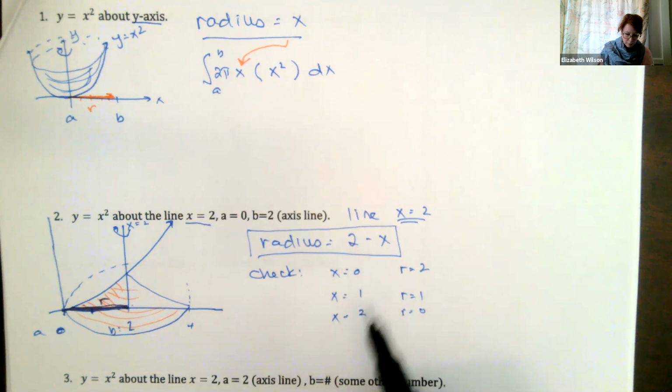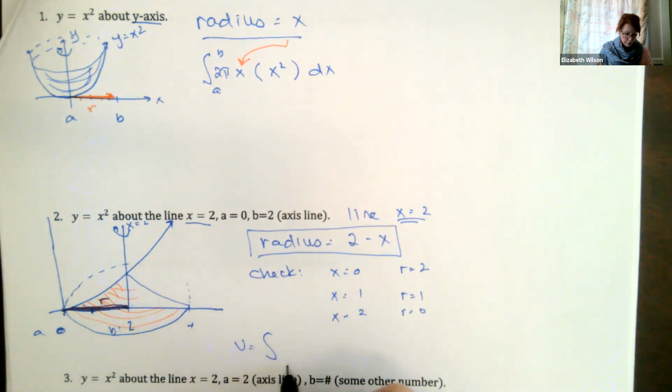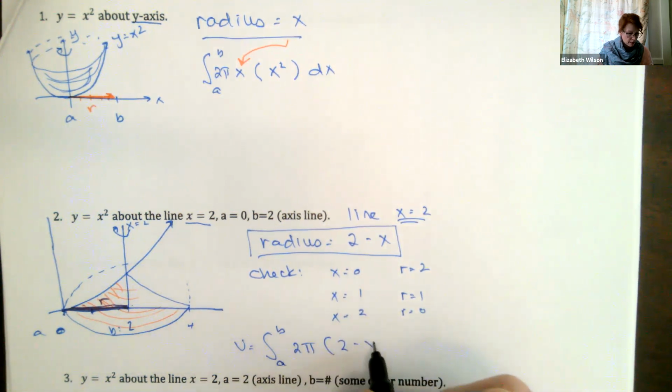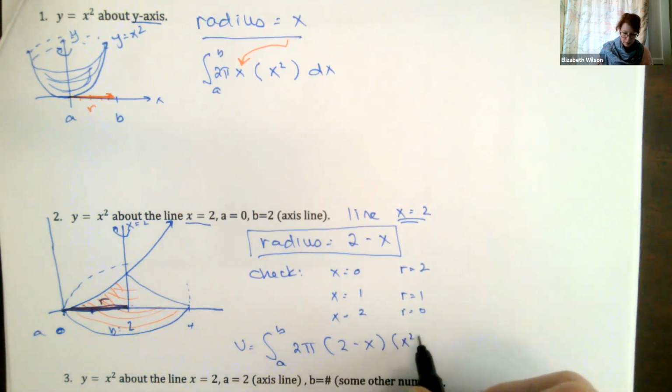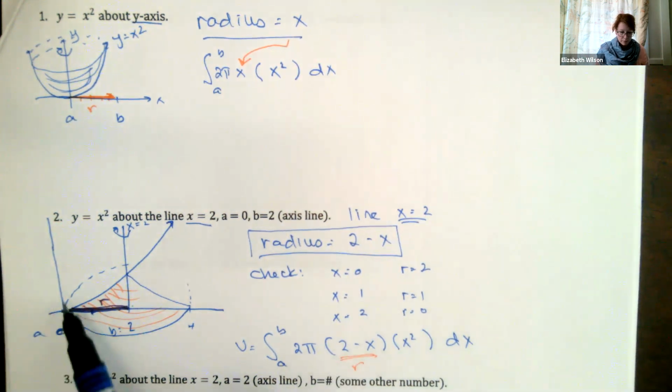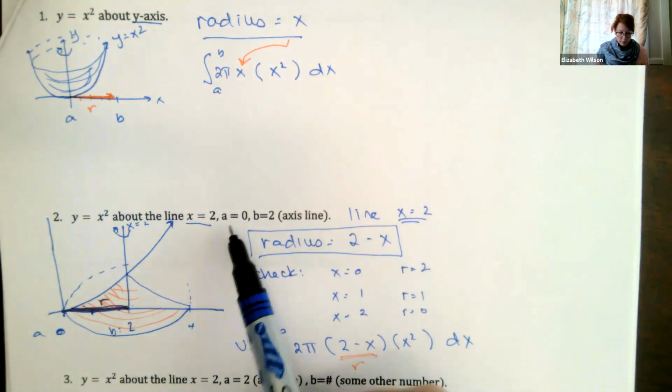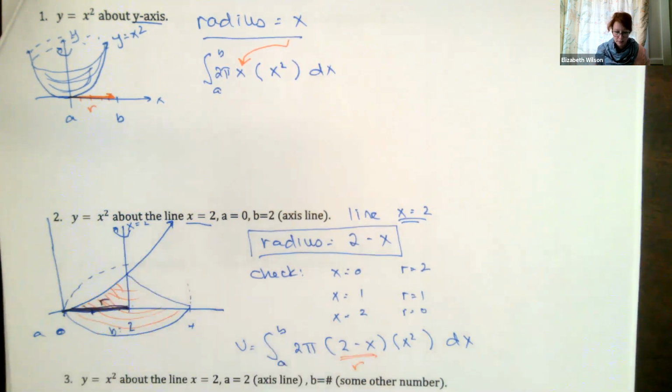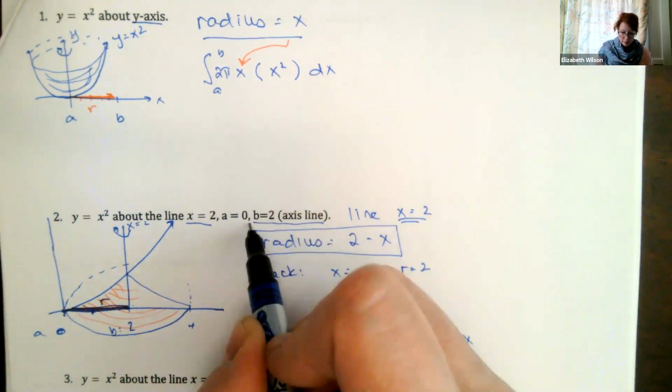So now my volume is going to go from a to b, pi times (2 minus x) squared, dx. So this is our radius right here. Okay, and now I need to multiply that. I need to multiply x squared times both of these terms, right? If this was a more complicated function, I'd have to distribute it, like I'd have to FOIL it or do other kinds of distribution, okay? So I'm going from a equals 0 to b equals 2, and I'm rotating about b. b is our axis line, okay?